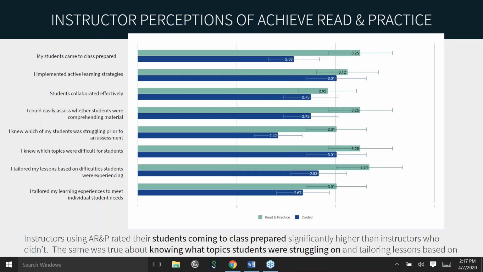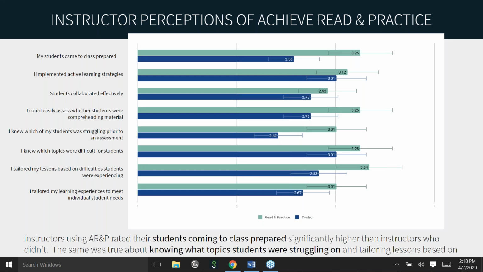The other one that's interesting here, you can see, is knowing which of my students were struggling prior to assessments. What we found through this study is that in the sections where Read and Practice was used, instructors were more likely to individually intervene with students before assessments. Because of the data that are provided in Read and Practice, they could quickly and easily identify the students who they expected would struggle on their in-class assessments, and so they were able to individually intervene with them before getting to those assessments.